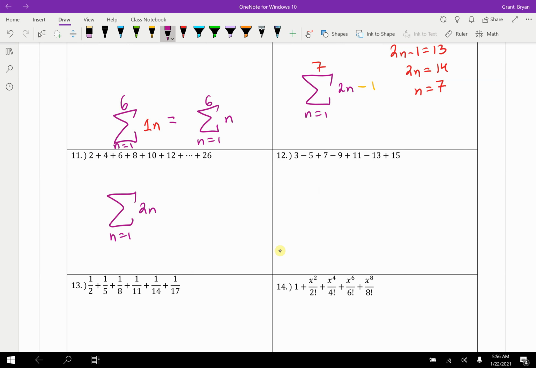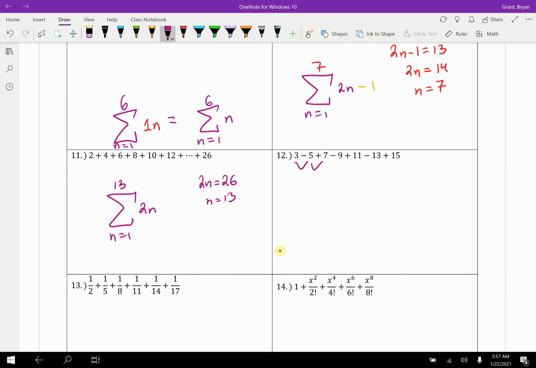We try plugging in 1. 2 times 1 is 2. That's good. Plug in 2. 2 times 2 is 4. Awesome. Super cool. But then we have to get up to 26. And you're like, ugh, do I really want to count all the way up there? No, let's just set 2n equal to 26. This is going to be 13, so we have to go 13 up. To check it, 13 times 2 does give us 26. Nice.